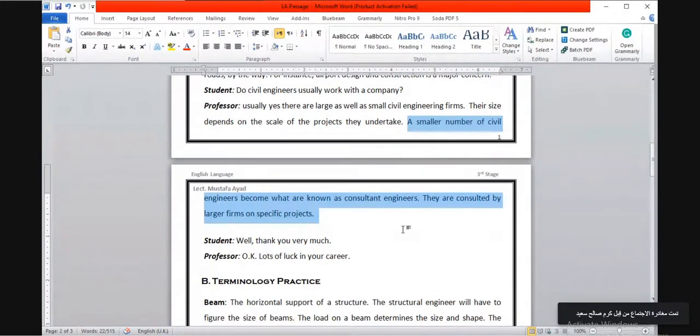Similar smaller number of civil engineers become what are known as consultant engineers. They are consulted by larger firms on specific projects. Thank you, Hamza.